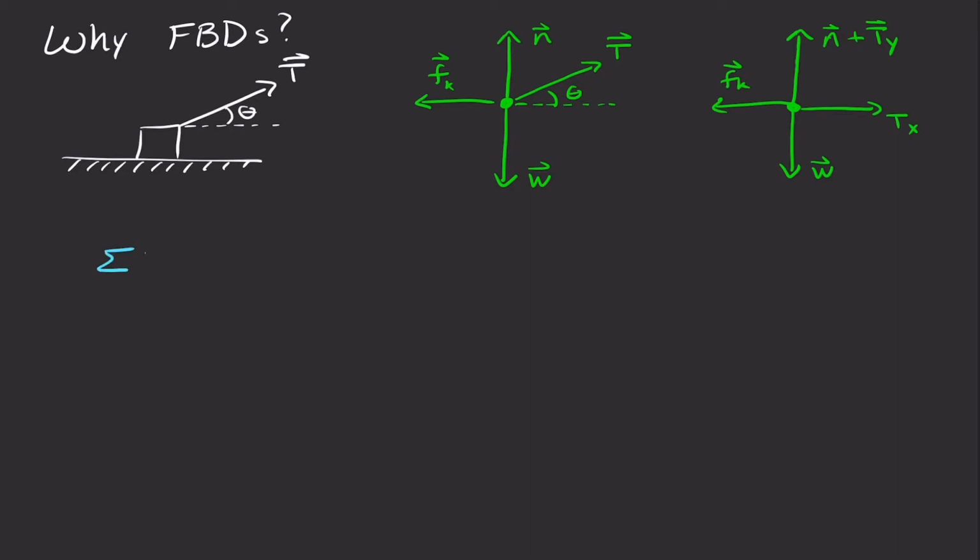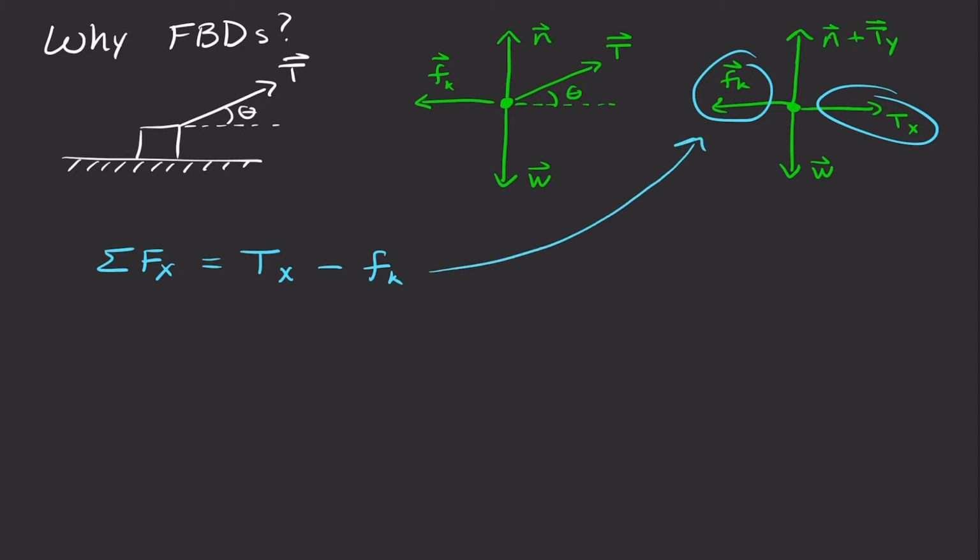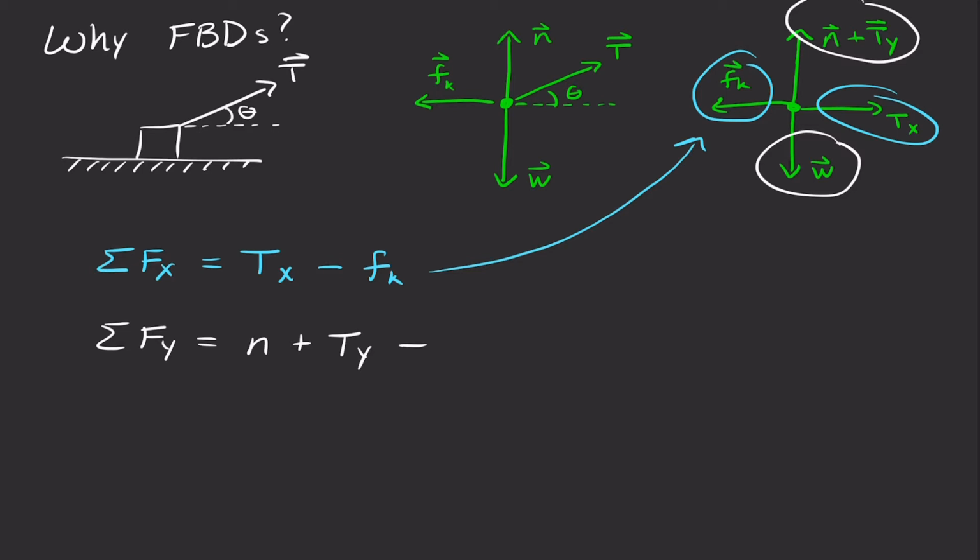So if I go to sum up the forces in the x direction, now I can just come over here and find all of the horizontal forces. So this just tells me that I have a positive x component of tension and friction is in the minus x direction. So I get that from here. Then maybe I want to sum the forces in the y direction. Well, I come over here and I have positive normal force and y component of tension in the positive y direction, and then my weight is going down.